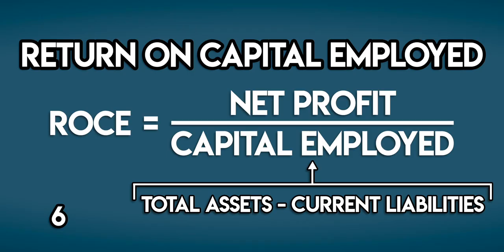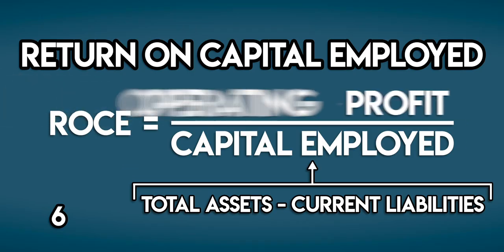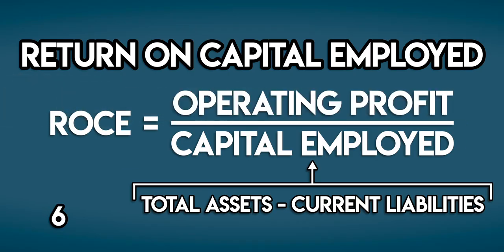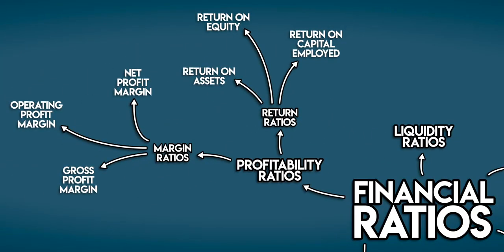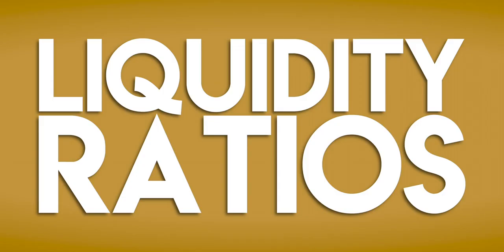ROCE can even go a step further and use operating profit instead of net profit. So return on capital employed is equal to a business's earnings before interest and tax divided by its capital employed. And number 6, this is our last return ratio and our last profitability ratio. Let's move on to liquidity ratios.